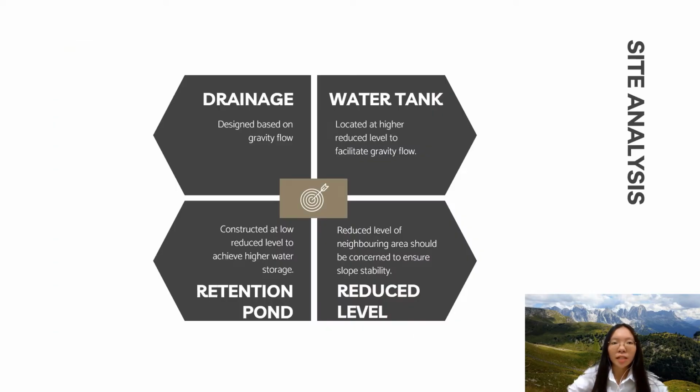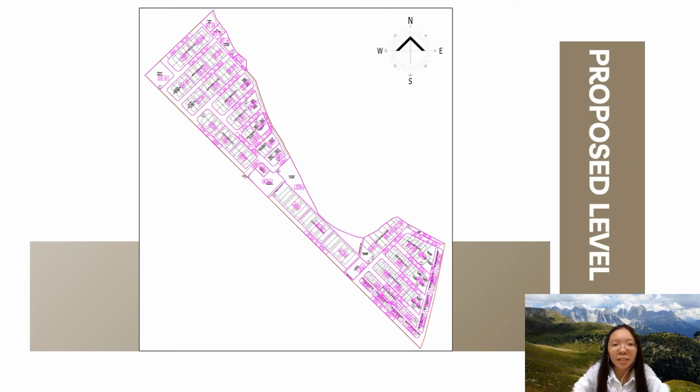After we have done the site inventory, site analysis is conducted. From site analysis, the drainage and water distribution system will be designed based on gravity flow. Hence, the water tank should be located at a higher reduced level to facilitate the gravity flow. The retention pond will be constructed at a lower reduced level to achieve higher water storage. For other facilities and industry, the difference of the reduced level for neighboring areas should be considered. If the difference is big, we need to conduct slope analysis to ensure its stability and safety. After conducting the site inventory and analysis, we start to decide the proposed level.